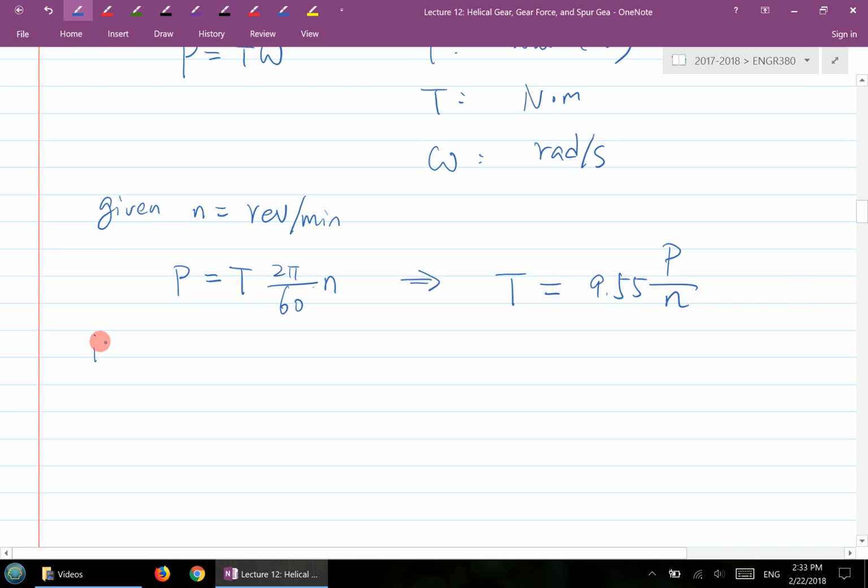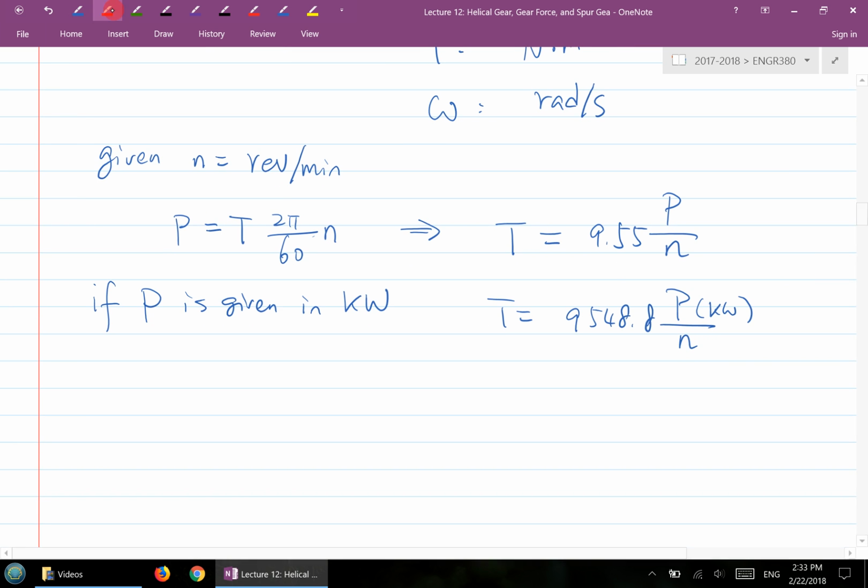So if this capital P is given in kilowatts, sometimes with very high power you describe it in kilowatts, then the capital T calculation here is going to be this much. The capital P here is in kilowatts. That's the standard unit, and that's the formula you should remember.